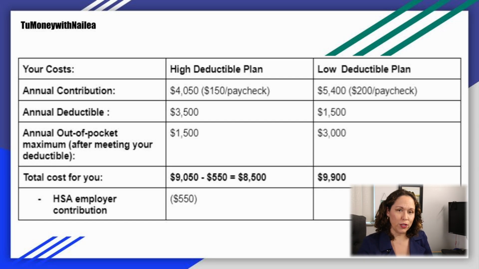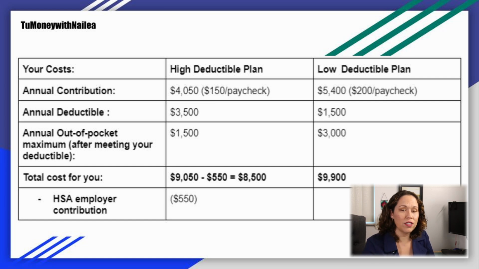You're going to take your annual contribution, so that's your premium that you pay every single month. Let's say for a high deductible plan, you're paying $150 out of every paycheck. High deductible usually means lower premium, right? So $150 out of every paycheck for a total of $4,050. Then you have a deductible of $3,500 that you have to pay. Then you have another $1,500 of your out-of-pocket maximum that you have to meet, right? So you add all of these dollars together, assuming you take it all the way through your out-of-pocket maximum. The total cost to you is going to be $9,050.